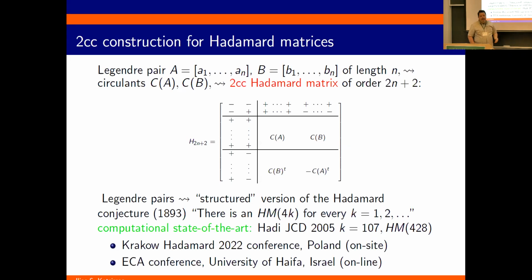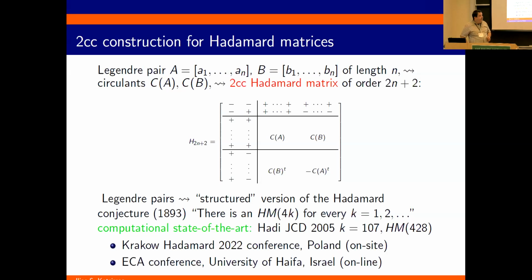In other words, the Hadamard conjecture is very general. It says there is a Hadamard matrix of order 4n for every n, but doesn't say anything about what that Hadamard matrix could be. And as we know very well, there are literally hundreds of constructions for Hadamard matrices, and only top experts know all of them. I certainly don't. Okay? This structured version says there is a Hadamard matrix coming from a Legendre pair for every order which is a multiple of 4.